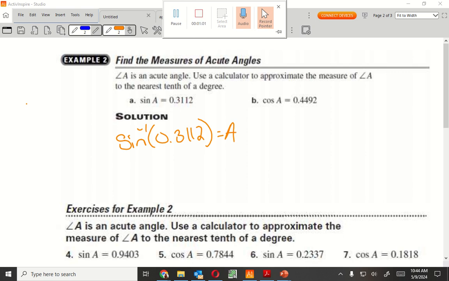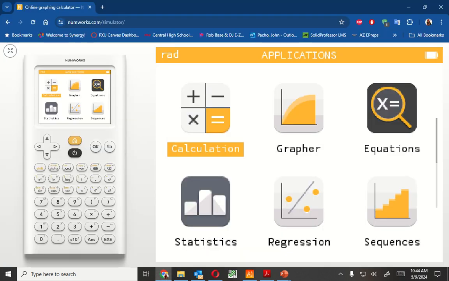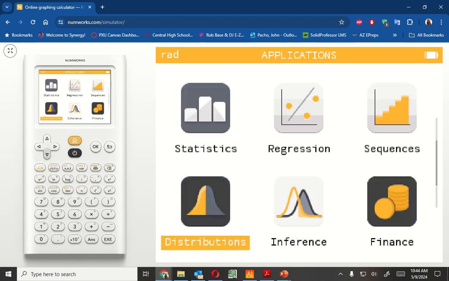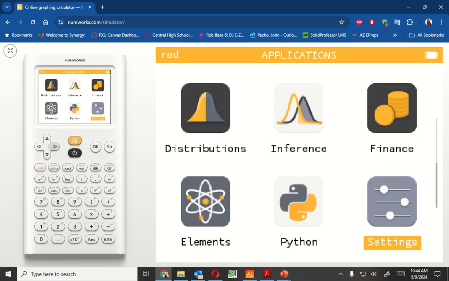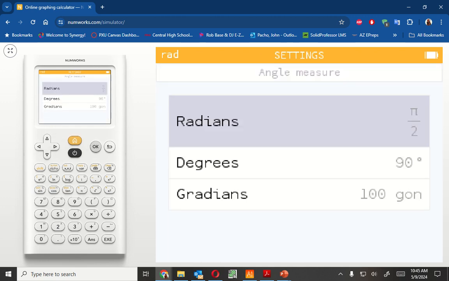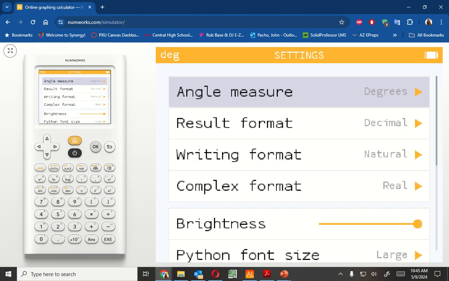In your calculator, the calculator reads it as arc sine. It's inverse sine or arc sine. So let's go to this. Now, what mode does my calculator have to be in? Degrees. Let's go ahead and change that just in case you need it. Go down to settings and angle measure, degrees. There we go.